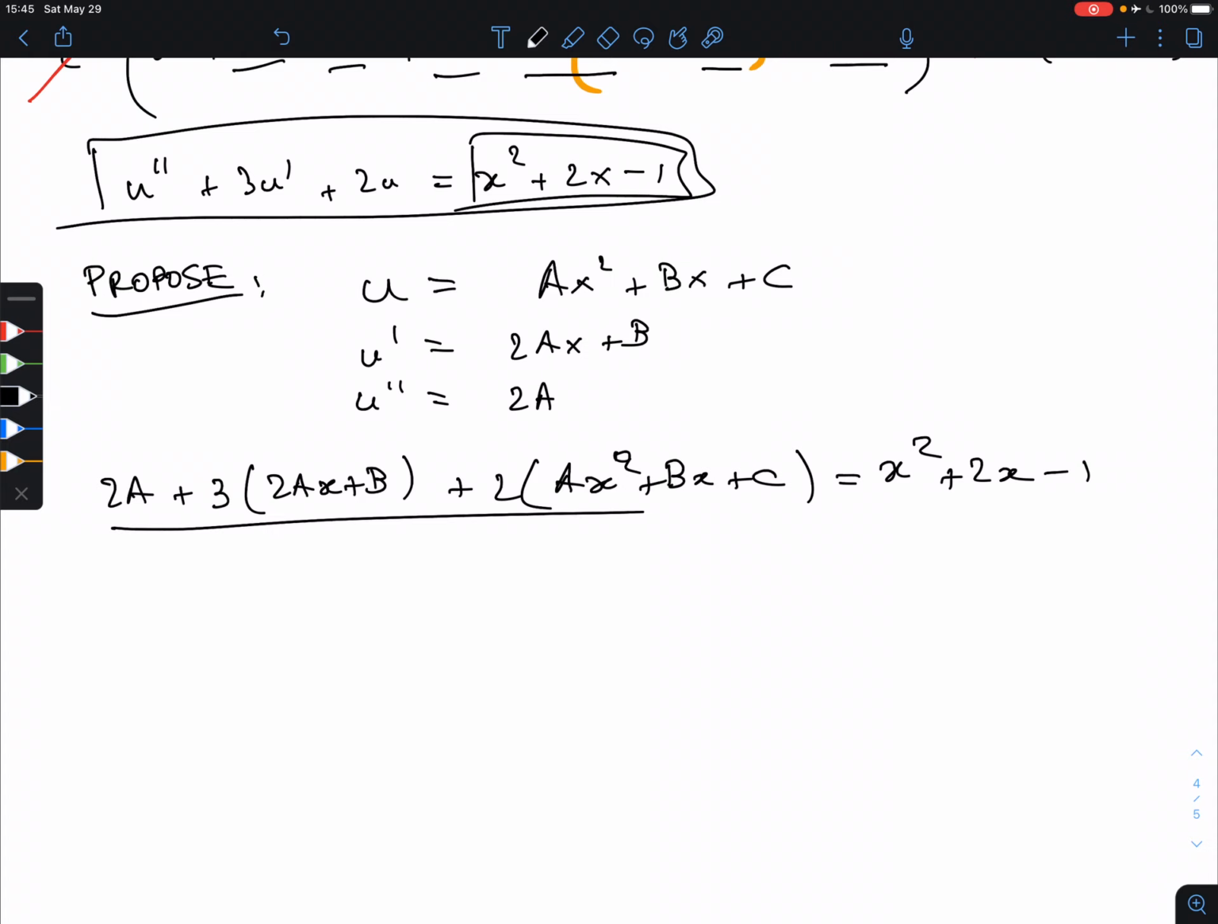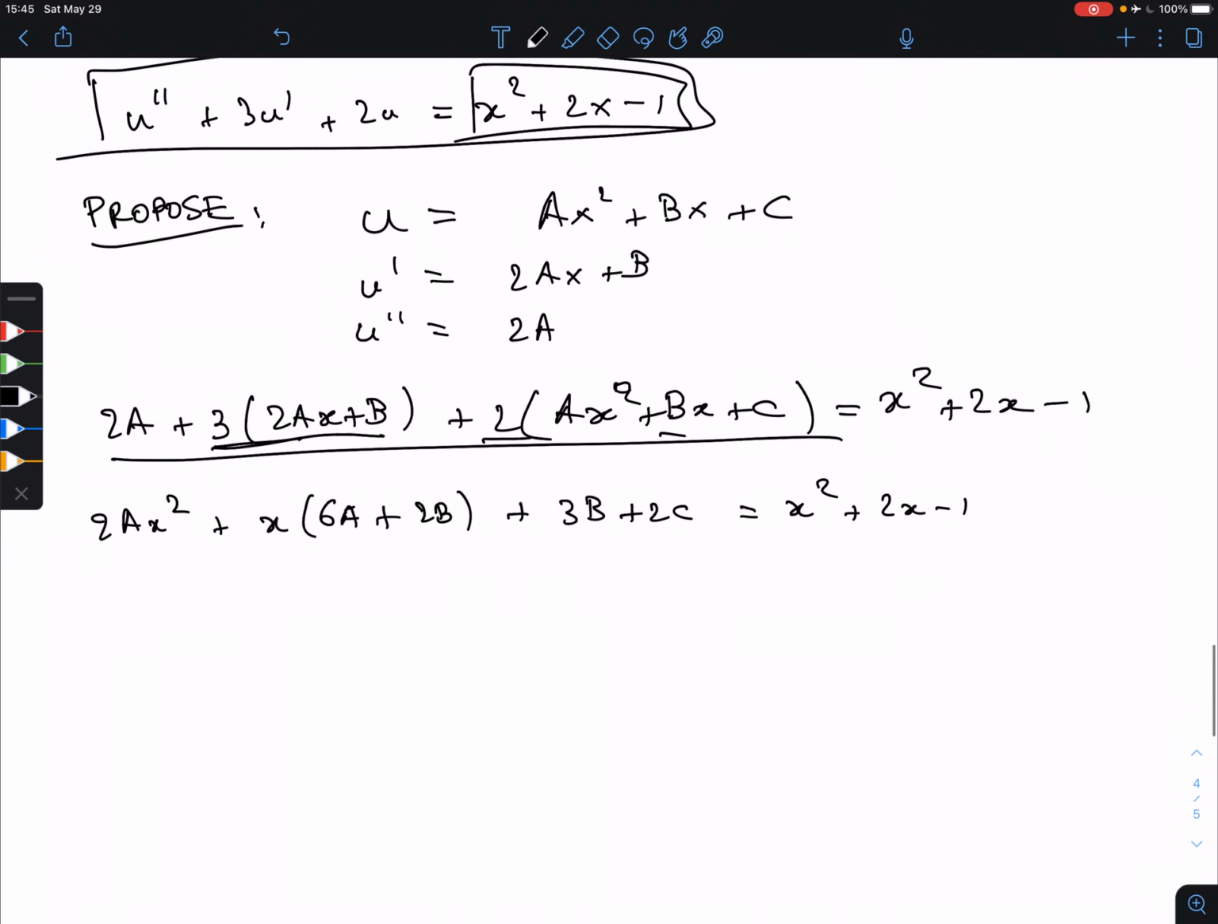So let's order this one in the right order. So we have 2ax squared. What are the x terms? We have a 3 times 2ax, that's 6a, and we have a 2 times b, so plus 2b. Plus, and what else do we have? The constant terms: we have a 3 times b, don't forget there's a 3 in front of here, right? And here is a 2 times c, so plus 2c, and that is equal to x squared plus 2x minus 1. So compare coefficients: 2a is the same as that one. So 2a is 1. This one, 6a plus 2b is equal to 2. And 3b plus 2c is equal to negative 1.